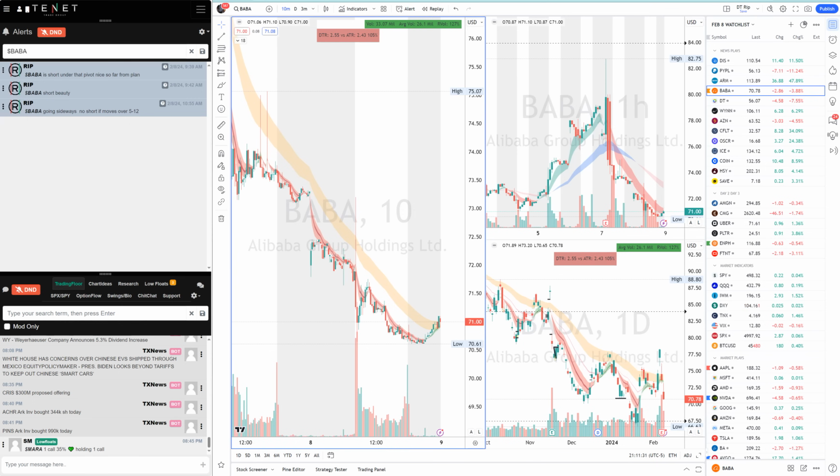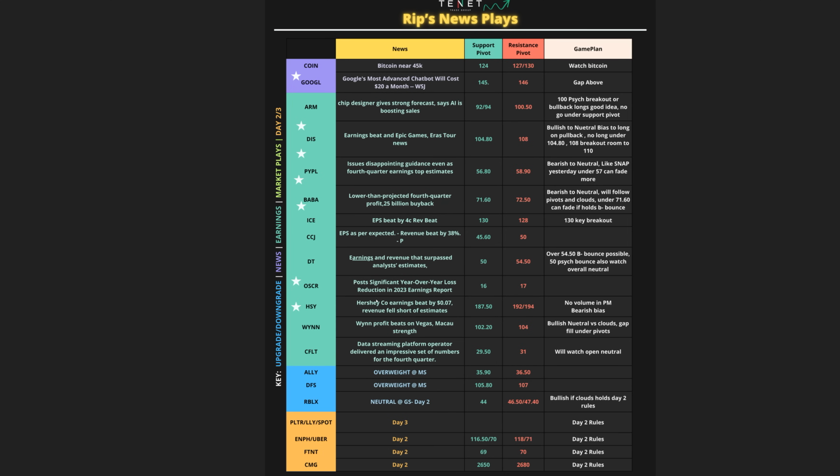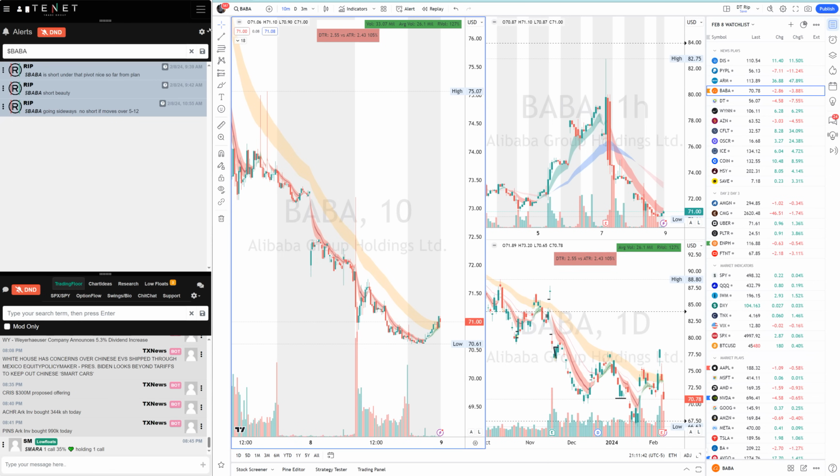So looking at BABA, it was a short. What was the plan on BABA? The plan on BABA was simple. Bearish to neutral, will follow the pivots, under 7160 it can fade, and that's what happened.